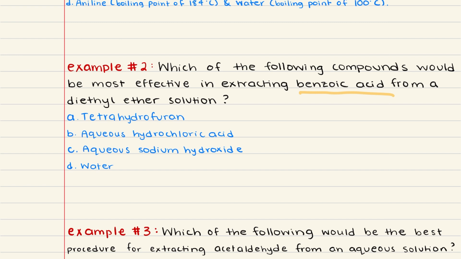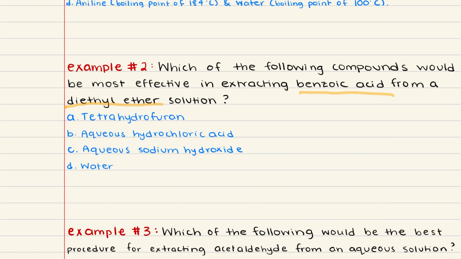The conjugate base is ionic, meaning it's water soluble, and that allows us to separate it from the organic solvent, in this case, diethyl ether. So our goal is to add something that will deprotonate benzoic acid, turning it into the benzoate anion, which will then move into the aqueous layer. Let's go through each answer choice.